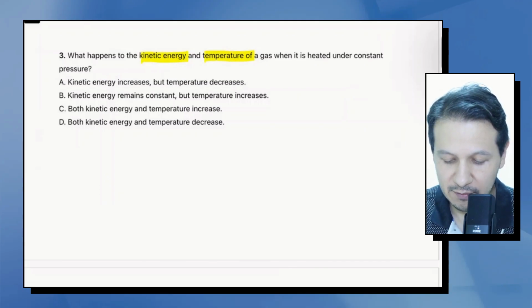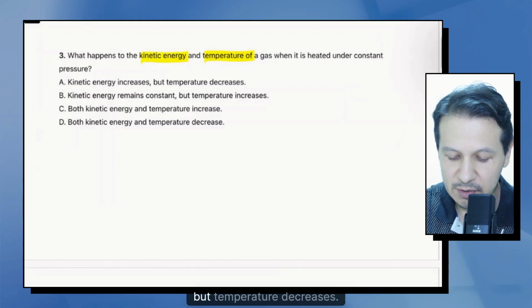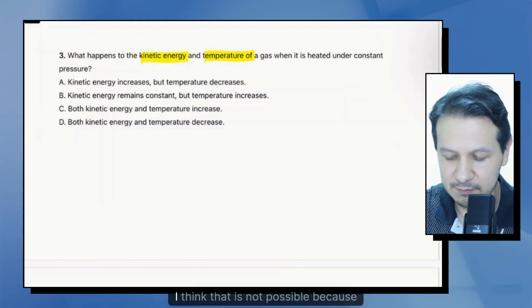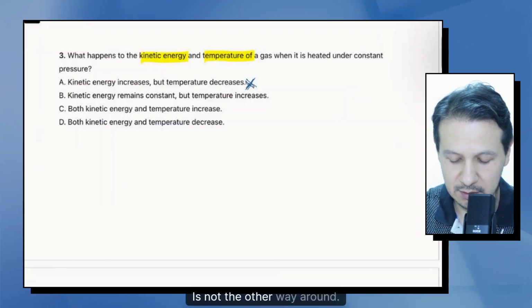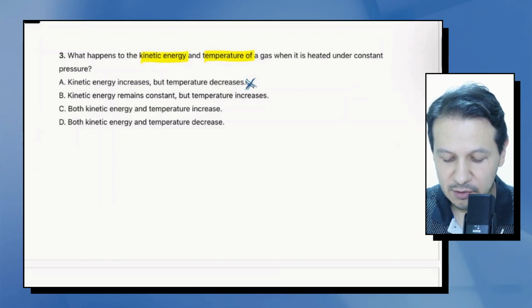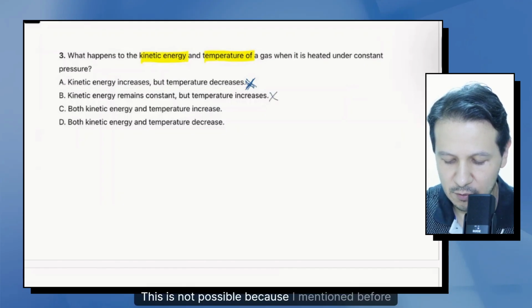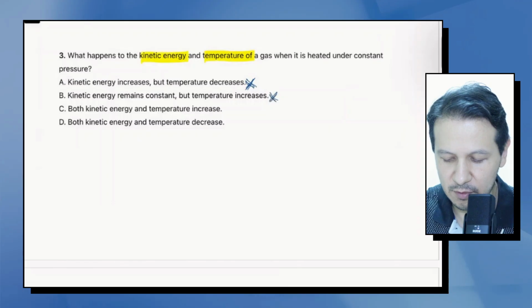So here we have kinetic energy increases but temperature decreases. I think that is not possible because they go together. If one increases, the other one increases. It's not the other way around. Kinetic energy remains constant, but temperature increases. This is not possible because I mentioned before they walk together. So this is not possible.